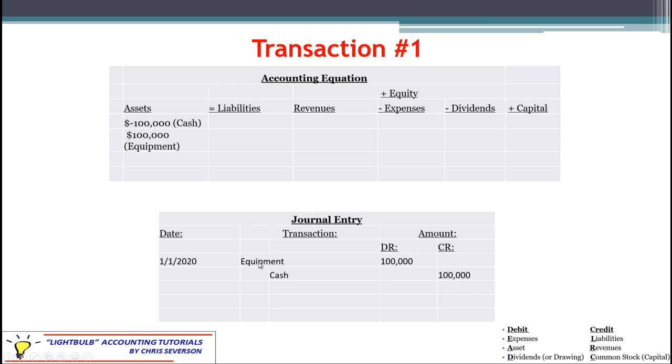The journal entry here would be to debit equipment, because that's an asset. It has a normal debit balance. So we would debit the equipment for $100,000 to increase it. Cash is also an asset. It has a normal debit balance, but we want to decrease it, so we're going to credit it. Debit equipment, credit cash, the dollar amounts tie out.